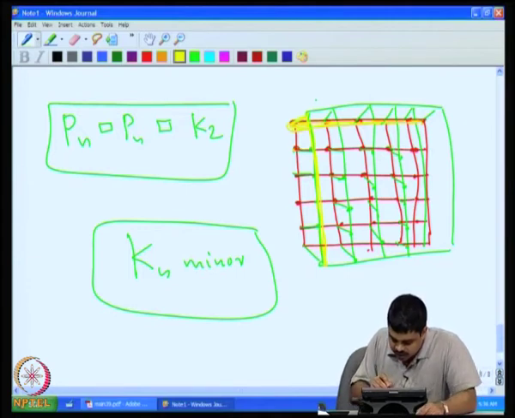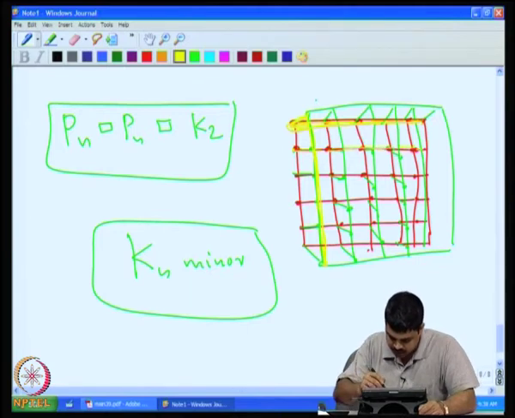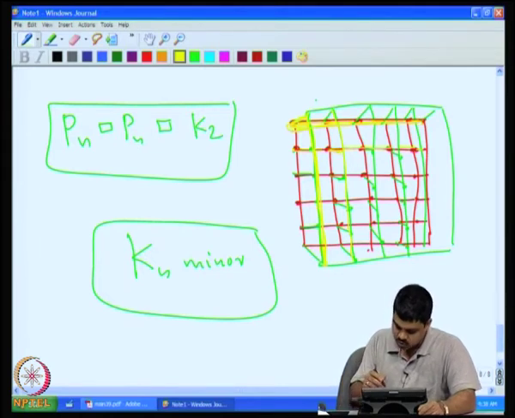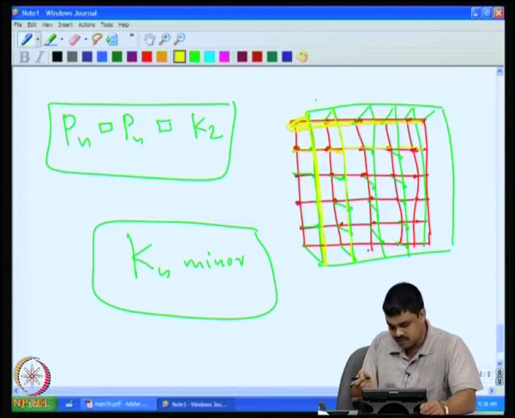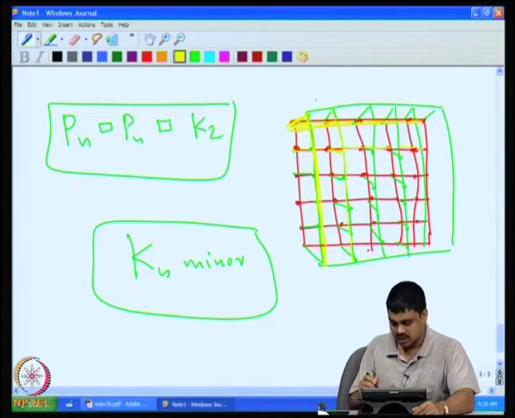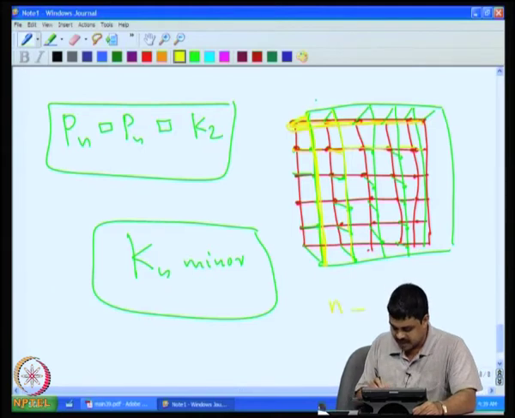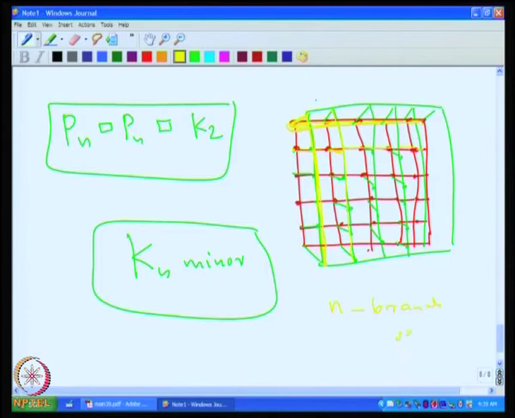Similarly, we can take the second row of the red grid and the second column of the green grid, and because of this connection, these two are connected, and that forms a connected set. Then we take the third row of the red grid and third column of the green grid, and that forms a connected set. And then like that we can get n branch sets, right? They are all connected and they are pairwise disjoint also.